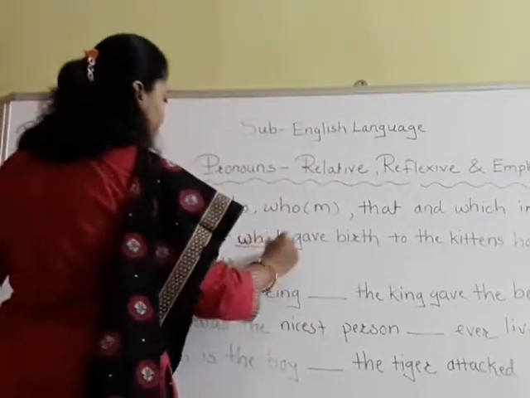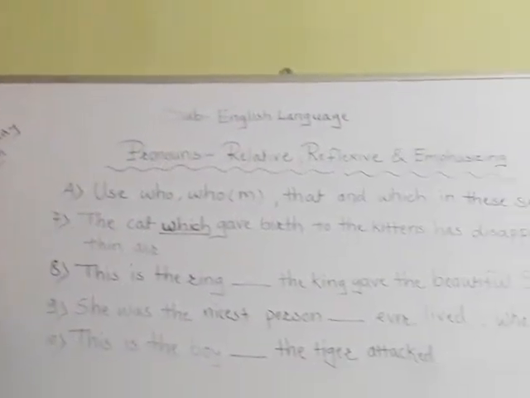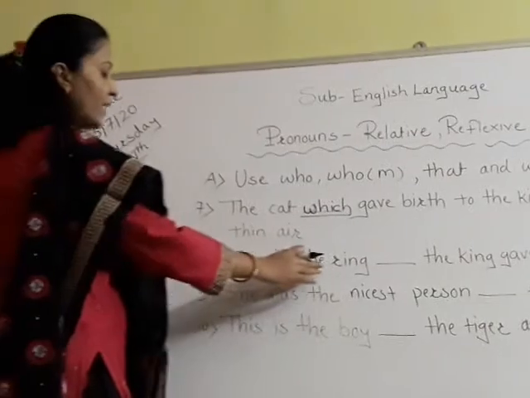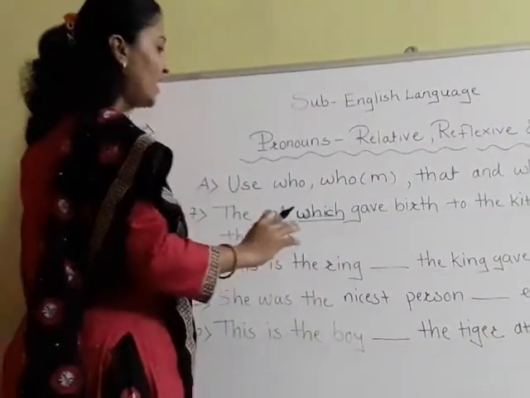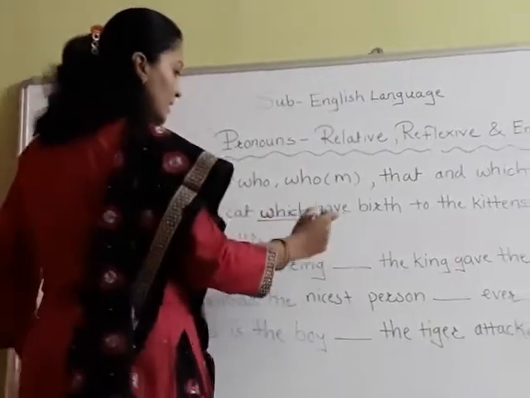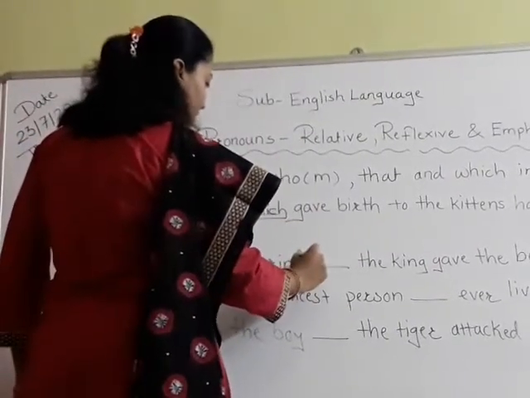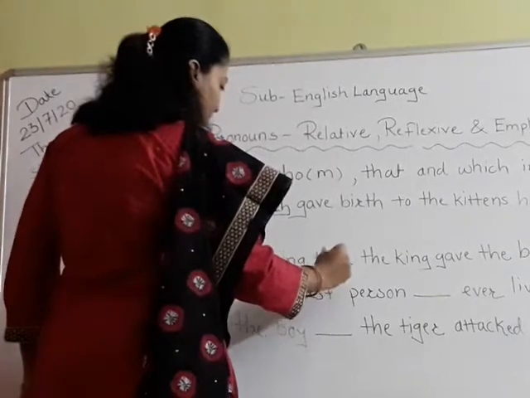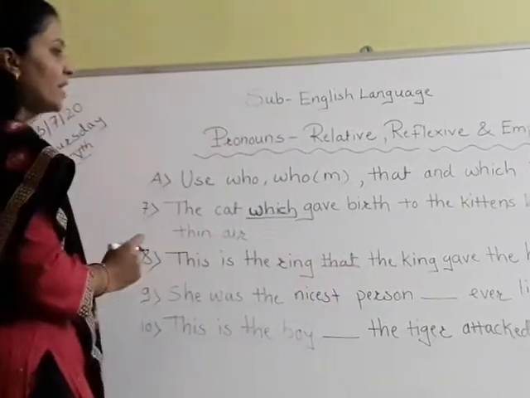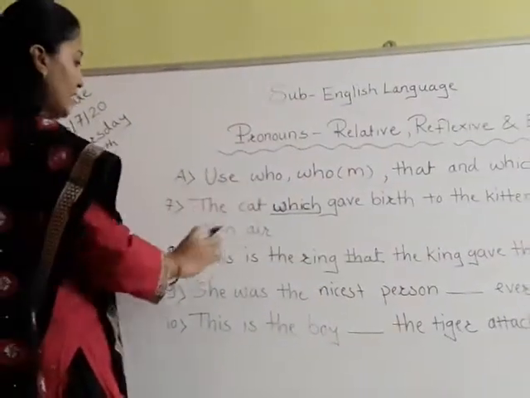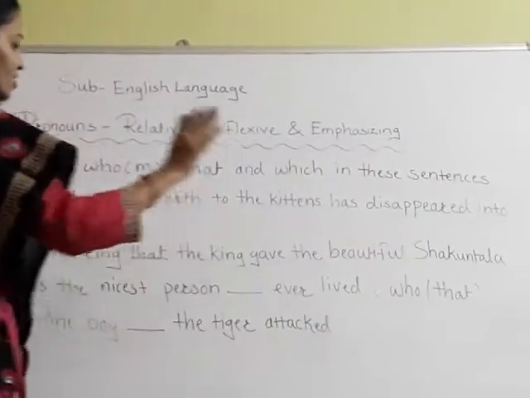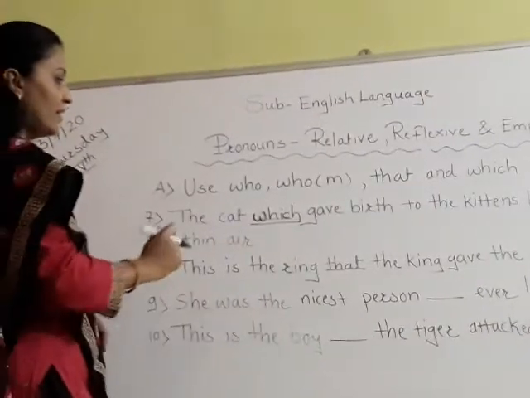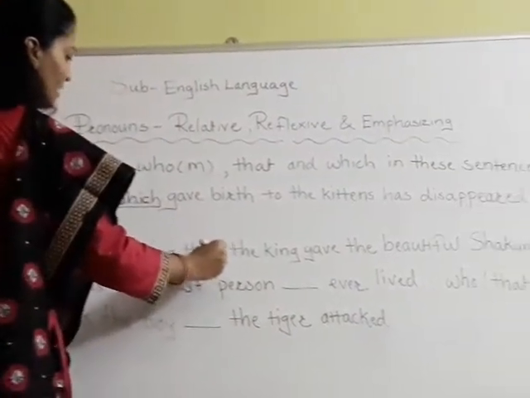The cat which gave birth to kittens has disappeared into thin air. Now see, this is the ring. We are talking about a thing here. This is the ring that the king gave to the beautiful Shakuntala.